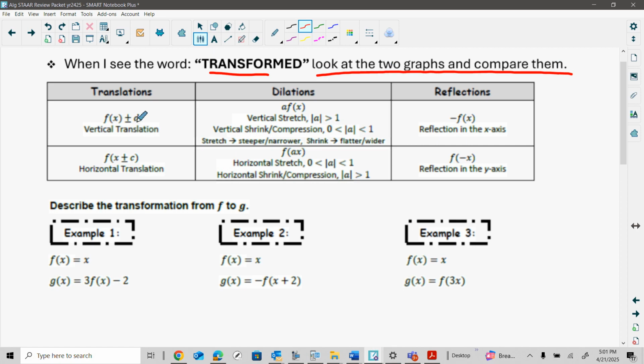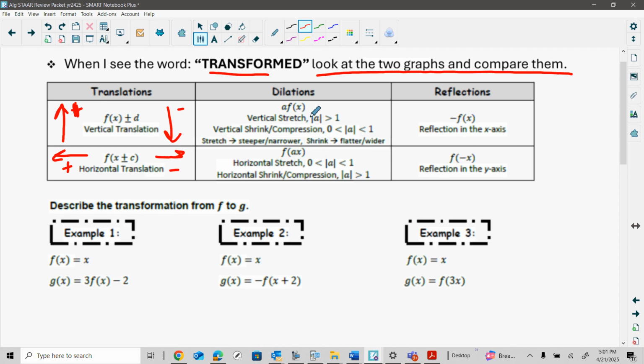If I see vertical translation, this means going up or down. The adding or subtracting would be outside the parentheses. So vertical is going up, that's positive. Down, that's subtraction. Positive is addition, I mean. Horizontal translation, that's left and right. If I'm going left, that's actually positive. If I'm going right, that's actually subtraction. Okay.